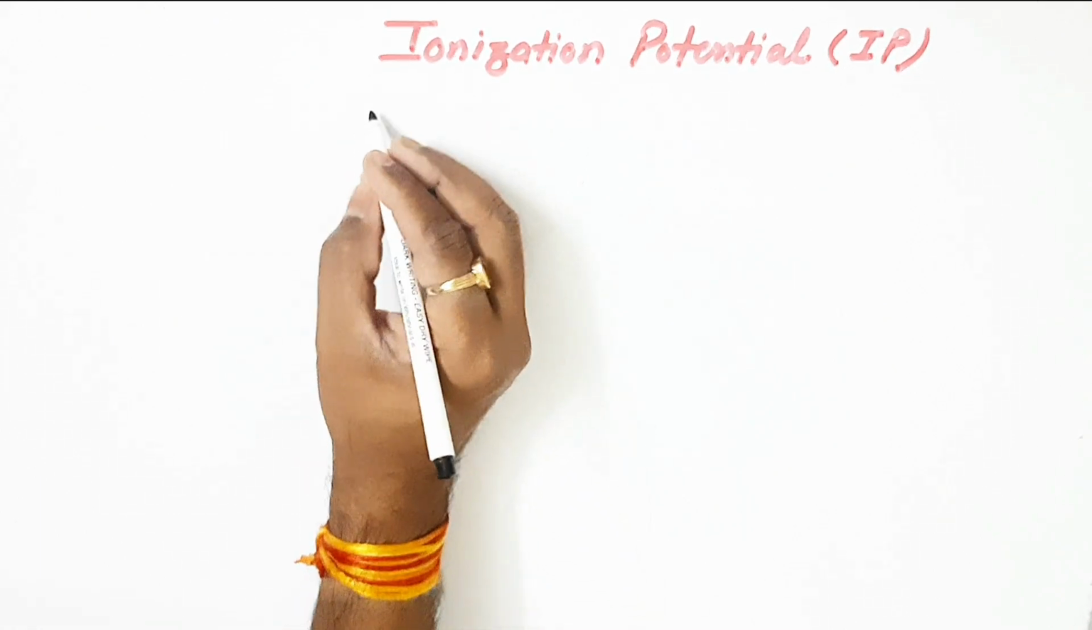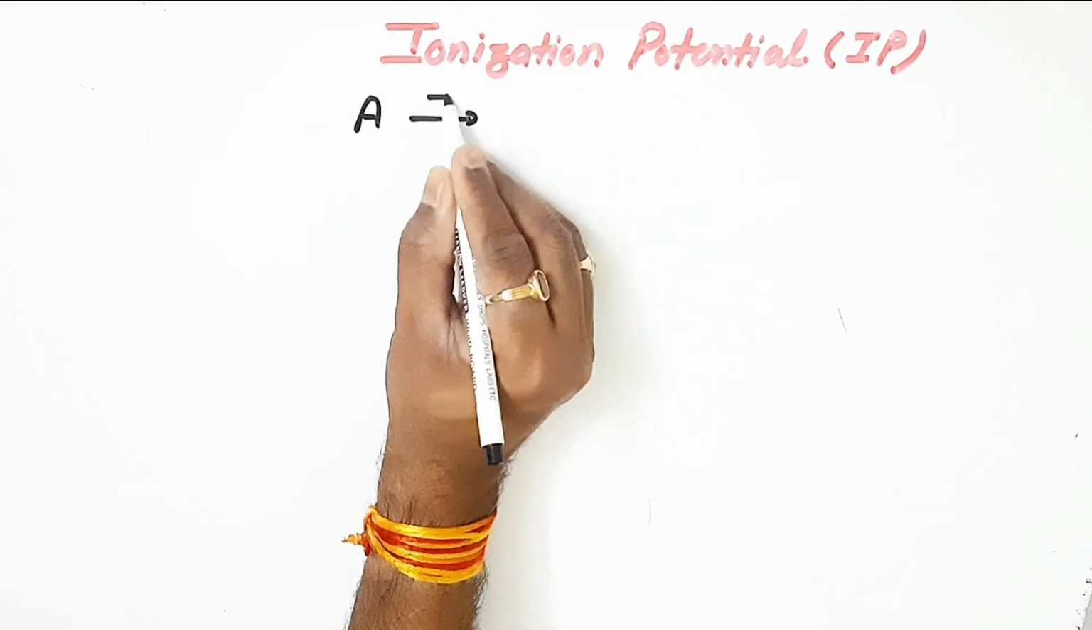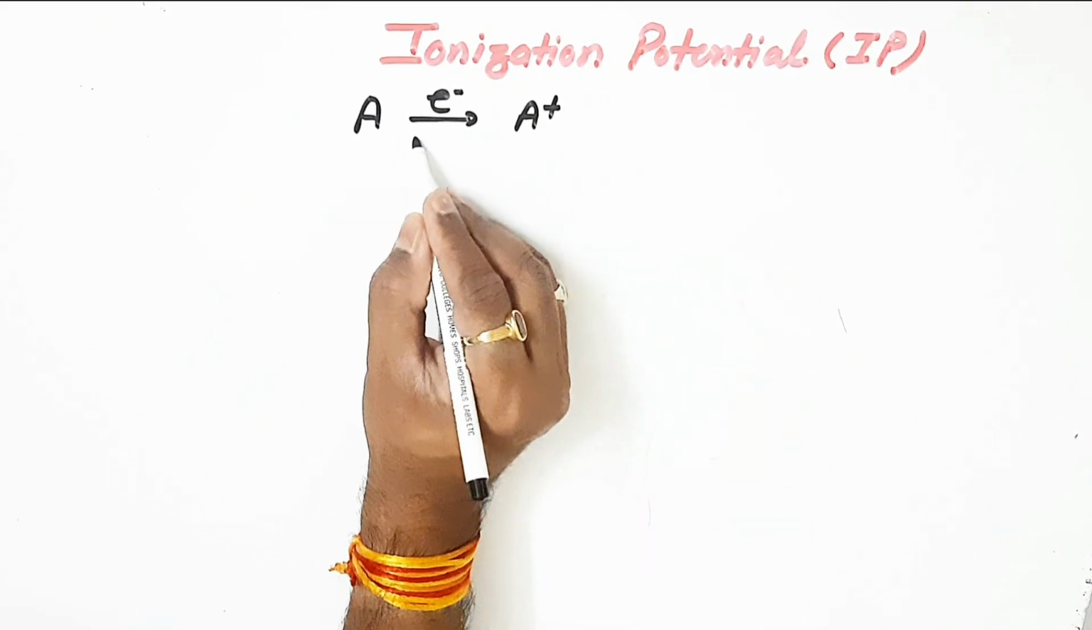Hi everyone, today we will discuss ionization potential. What is ionization potential? Suppose a neutral atom loses one electron, it will convert into a positive ion. So this is the first IP.